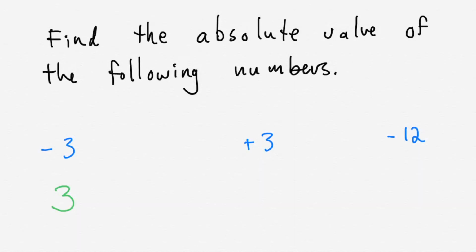Now, keep in mind that just because 2 integers are different doesn't mean that their absolute value has to be different too. So I've got that the absolute value of negative 3 is just 3, but the absolute value of positive 3, that's also 3, because here we just don't care about that sign. So we just take the sign away and all we get is 3. Finally, the absolute value of negative 12, well, it's just 12. That's all there is to it.